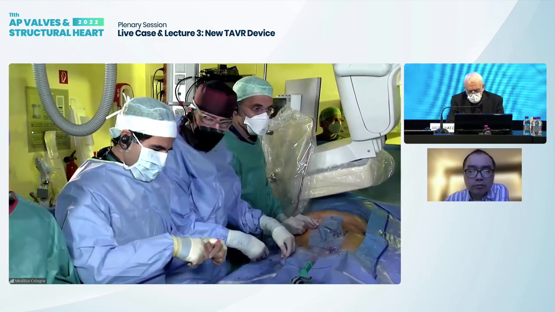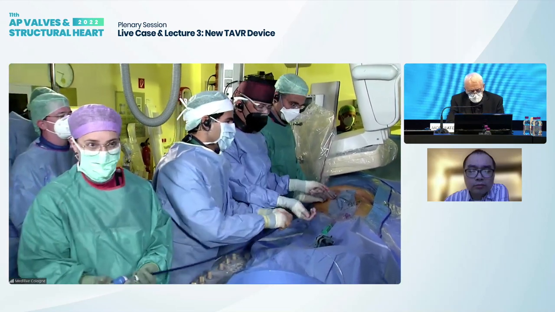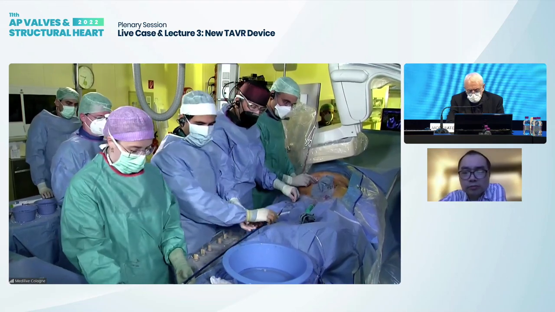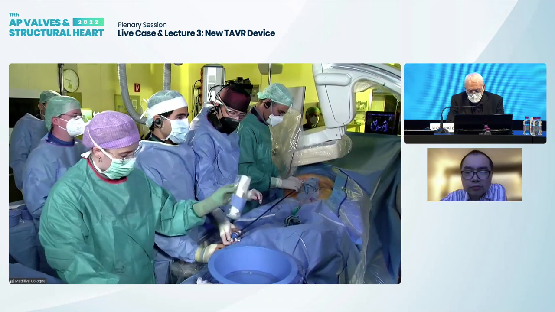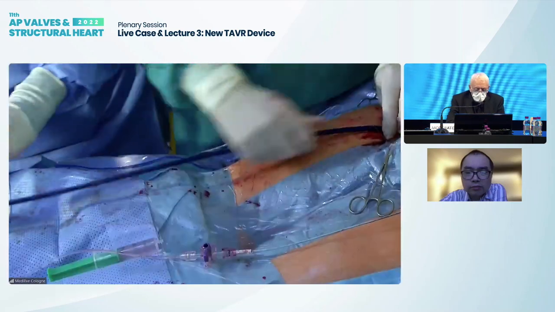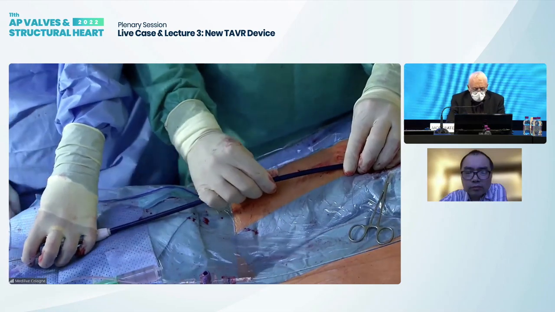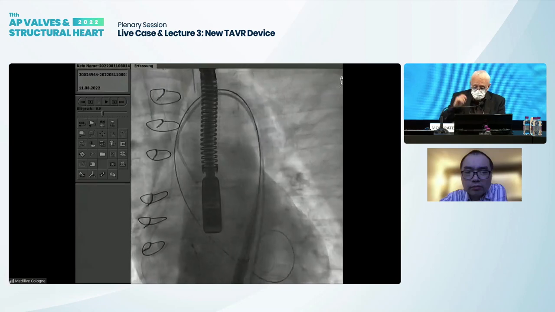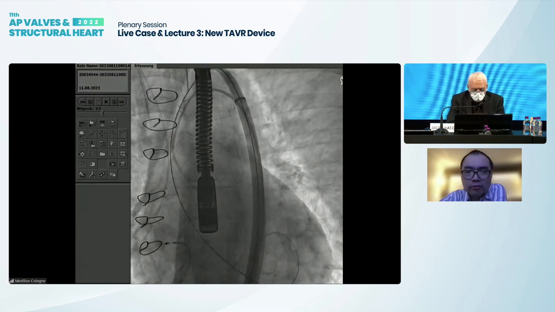So we have removed the 18 French sheath now, and now, as you can appreciate here, we got to put the long sheath in, which has a little curve in the distal end, and therefore will fit in the aortic arch more. So you advance the sheath close and finish close to the sinus? Exactly. You will see this in a second. We carefully pass the arch here.